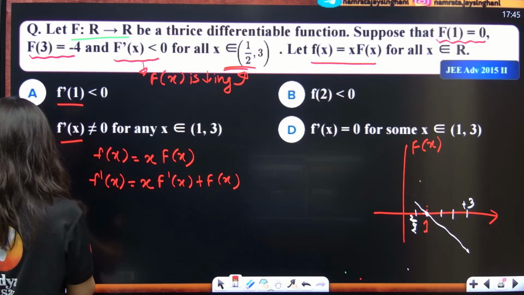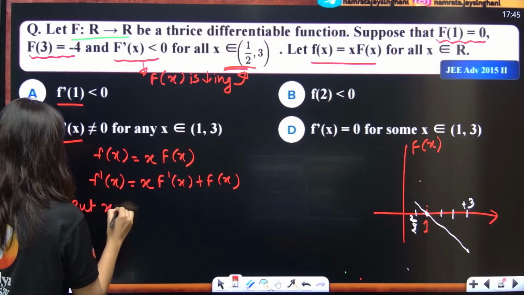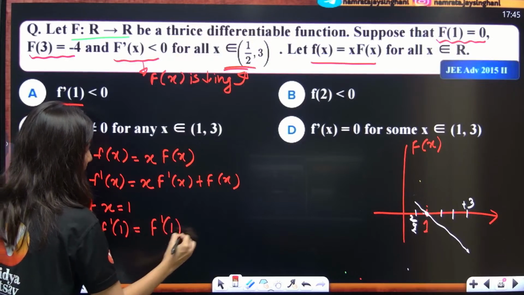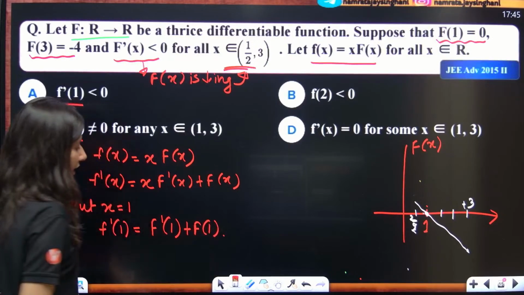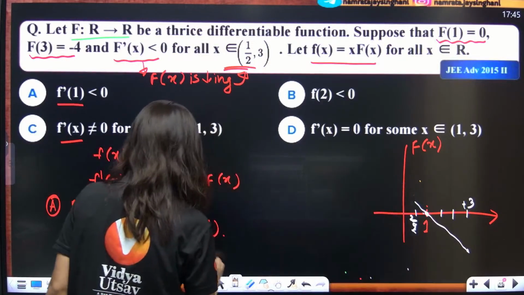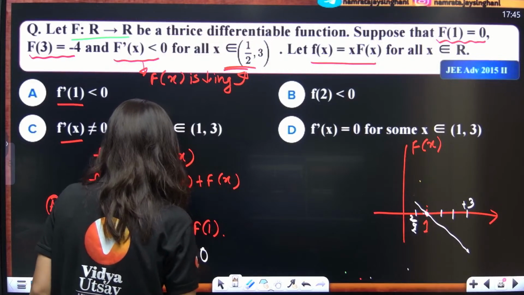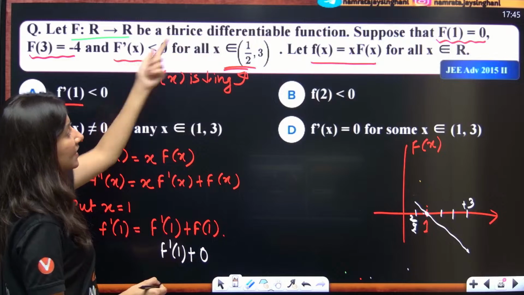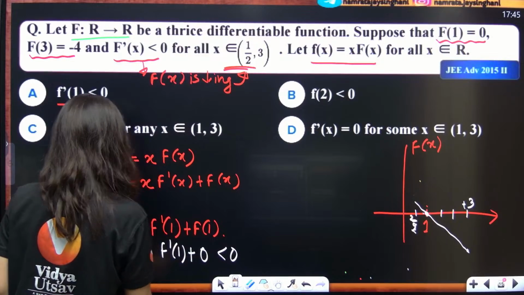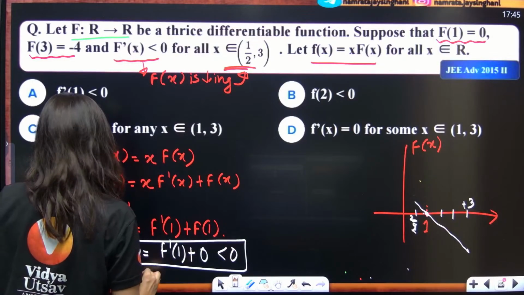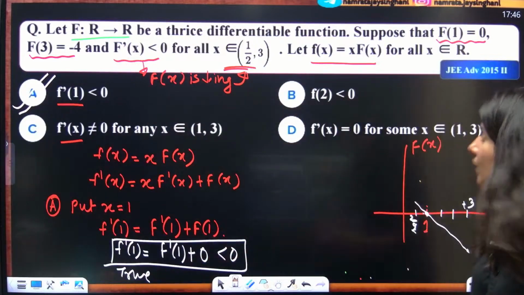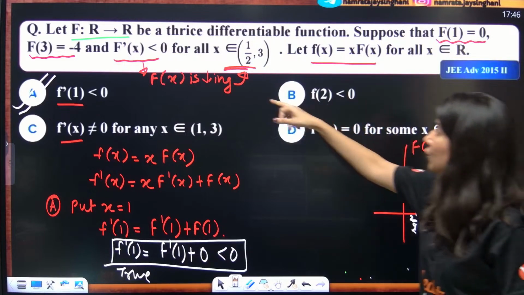Put x, for option A, put x equals to 1. If you put x equals to 1, f dash 1 is equal to capital F dash 1 plus F of 1. Now f of 1 as per the question is 0. So this is definitely 0. And this is F dash 1. Can you see F dash x is less than 0 for this? F dash 1 is also negative. So that means small f dash 1 is negative. That means option A is absolutely true. I can tick out option A, that is completely true. One more thing you can see from the graph, f of 2.